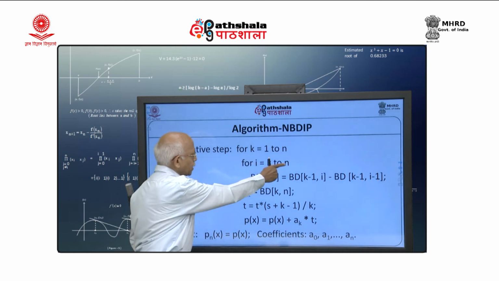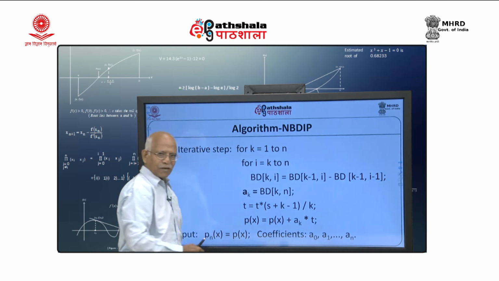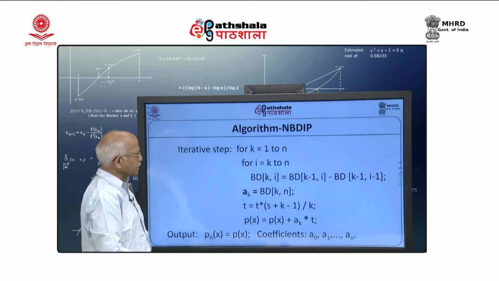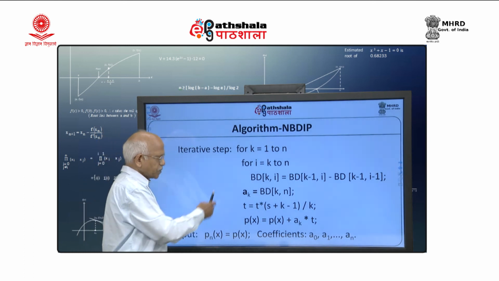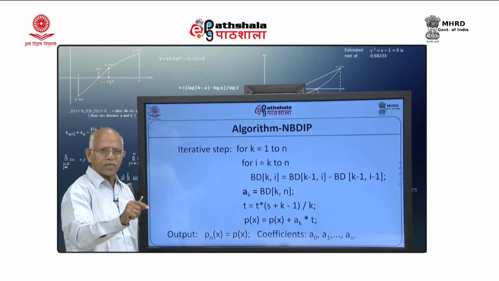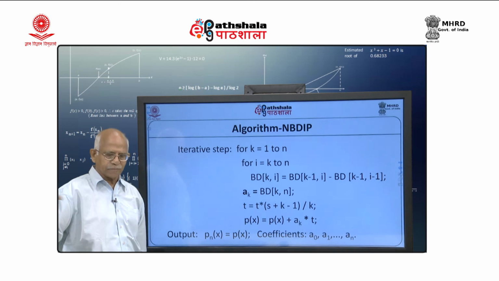So, k equal to 1 to n. So, n first order backward differences, n minus 1 second order backward differences, and like that we will be getting the nth order. So, therefore, the total backward differences computed will be n plus n minus 1 plus n minus 2, and like that.